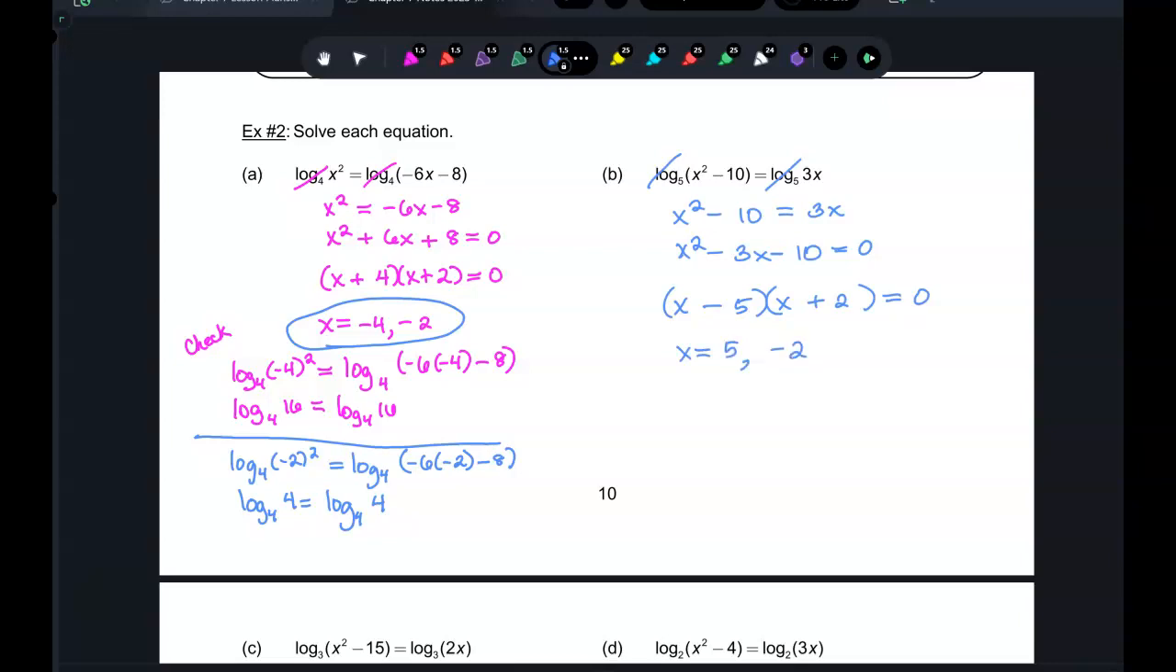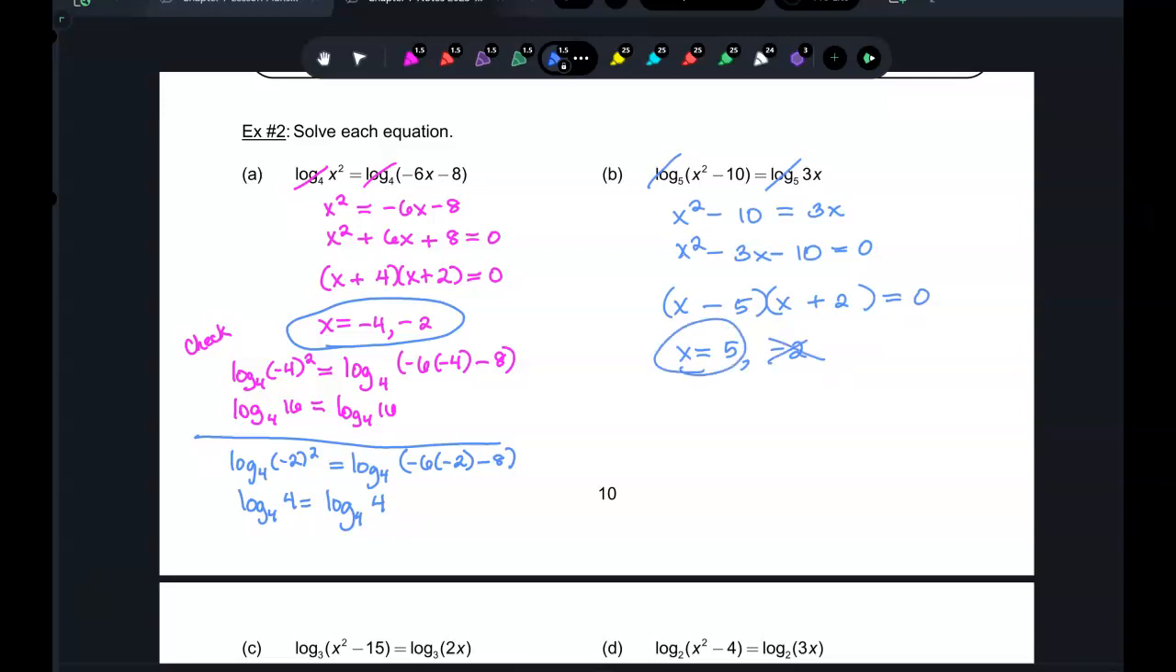Let's see if we could plug in without doing all the work. So if I plug 5 back in, that'll make 25 minus 10, so that'll be log of 15. That works. What about if I plug in negative 2? That'll be 4 minus 10, which is negative 6. You get the same thing on both sides, but you can't have a log of a negative. So just x equals 5.